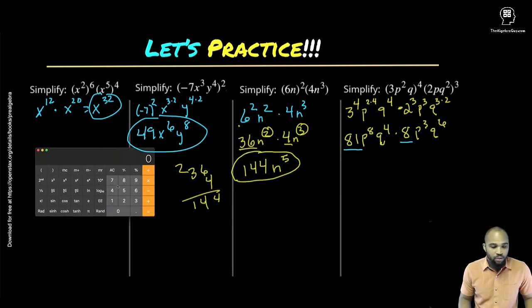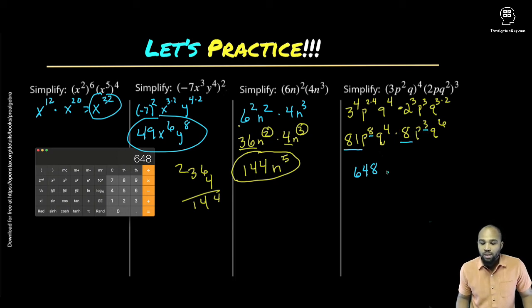So let's put it over here. Let's do 81 times 8, and that's 648. So what we're looking at here: 648, and we have P to the 8th power times P to the 3rd power. Remember, because all this is being multiplied together, I can add these exponents.